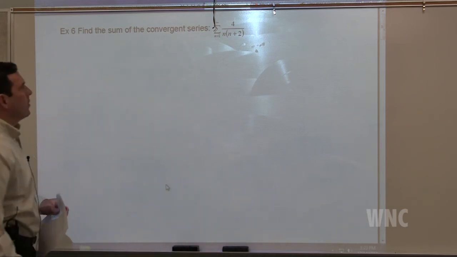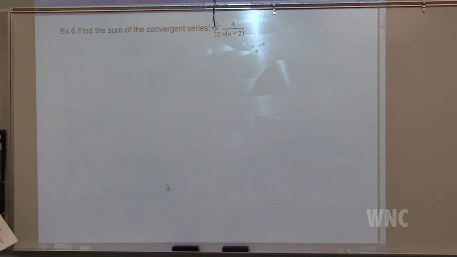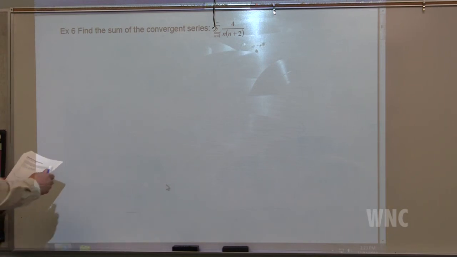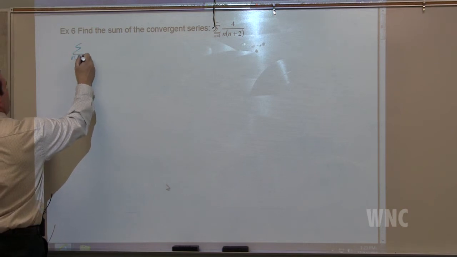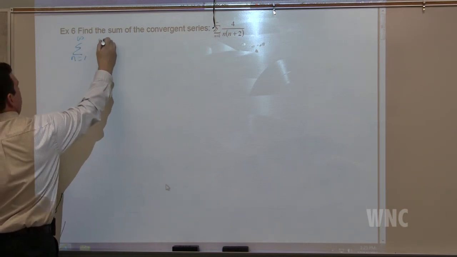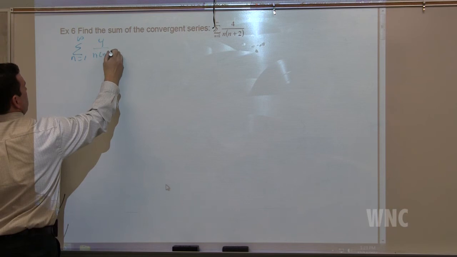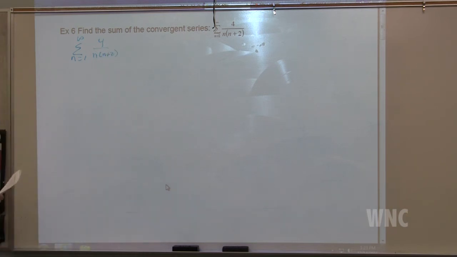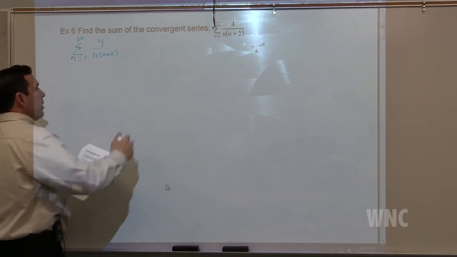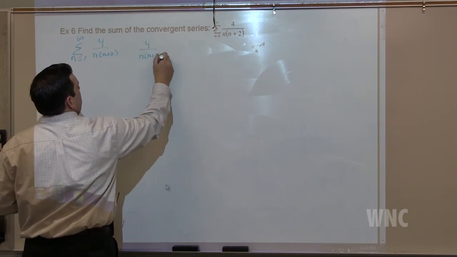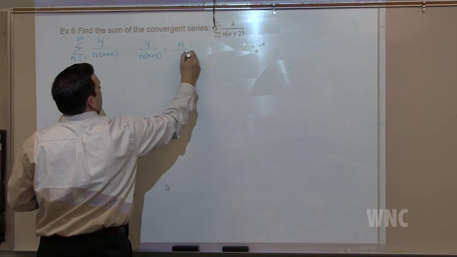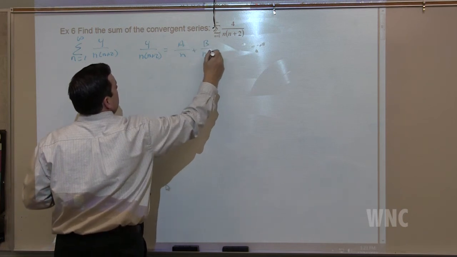Okay, find the sum of the convergent series. Sum as n goes from 1 to infinity of 4 over n times n plus 2. Now we can do some partial fractions here. If we said 4 over n times n plus 2 equals A over n plus B over n plus 2.